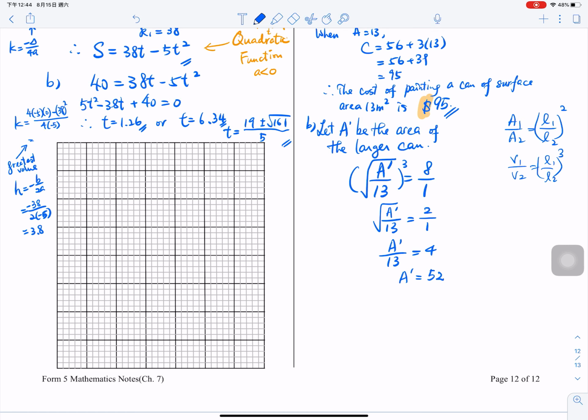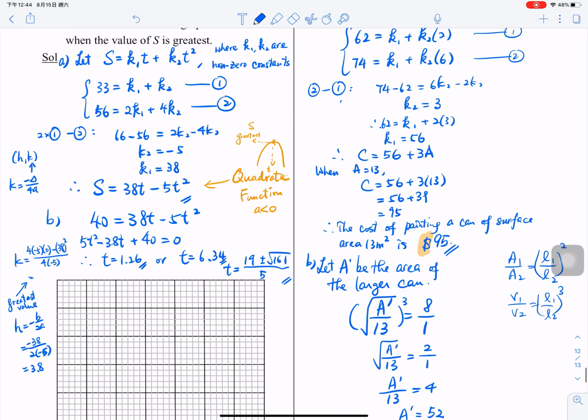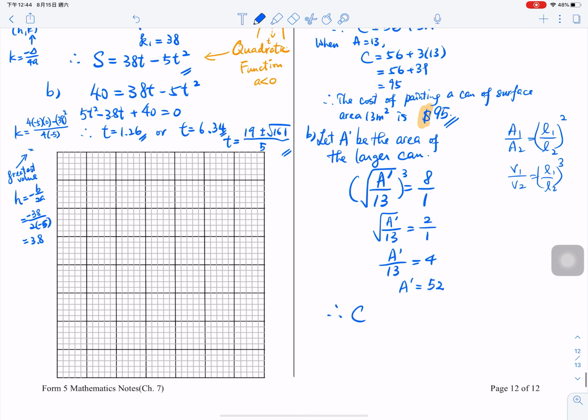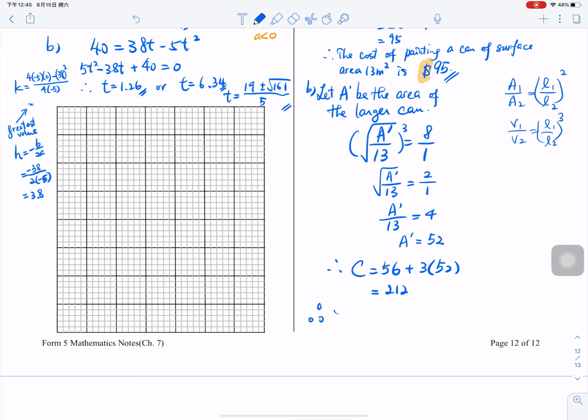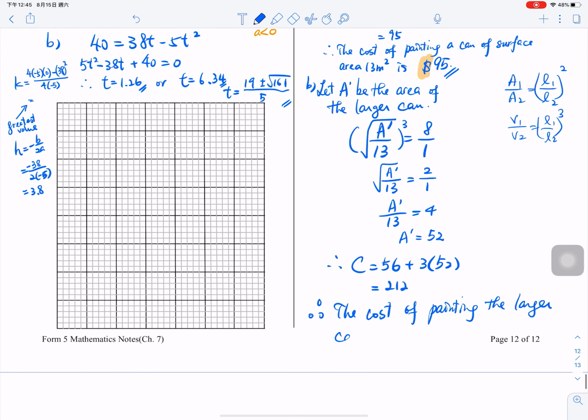Then we can use the formula above, so C equals 56 plus 3 times area, 52, and you see that this one is 212. So as a result, the cost of painting the larger can is $212.